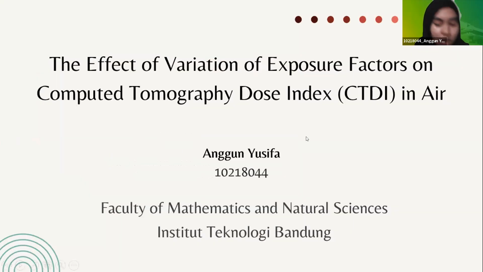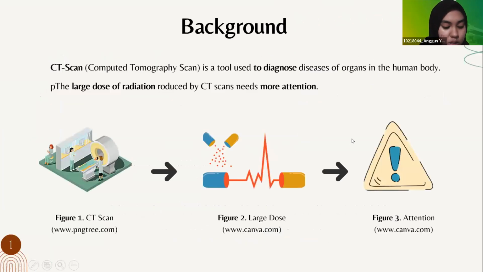Okay, I will start. Hello everyone, my name is Anggun Yusifa. Let me introduce my study about the effect of variation of exposure factor on computed tomography dose index or CTDI in air. The use of medical devices in the medical world is very important. One of the examinations with medical equipment that utilizes a radiation source is a CT scan. CT scan or computed tomography scan is a tool used to diagnose disease of organs in the human body.